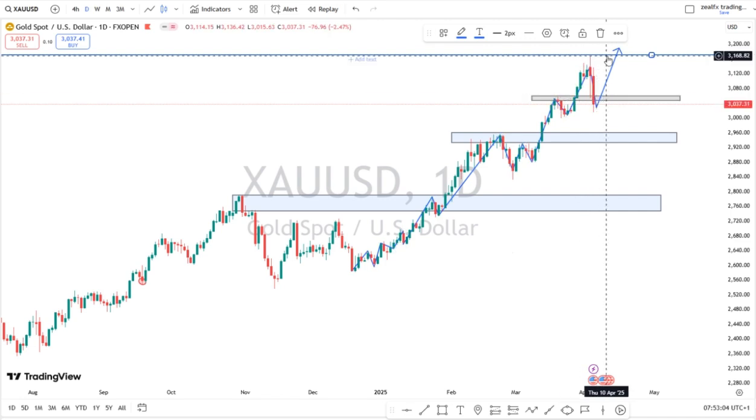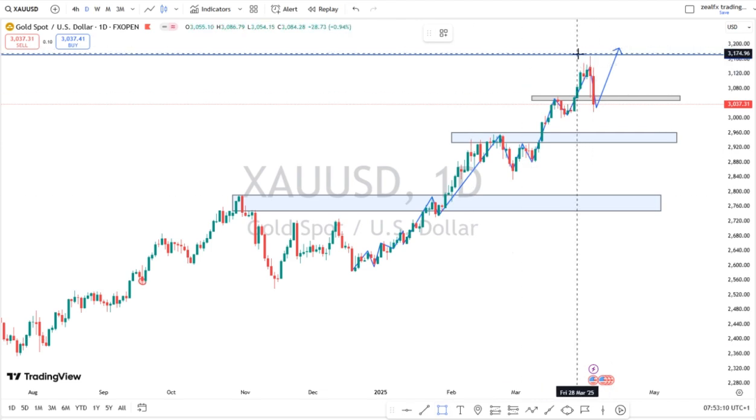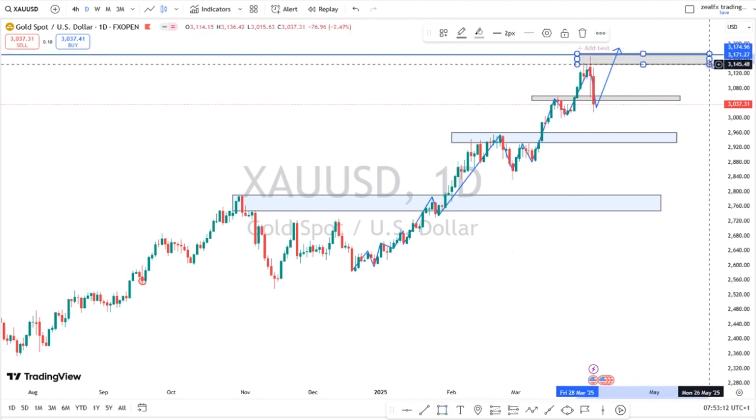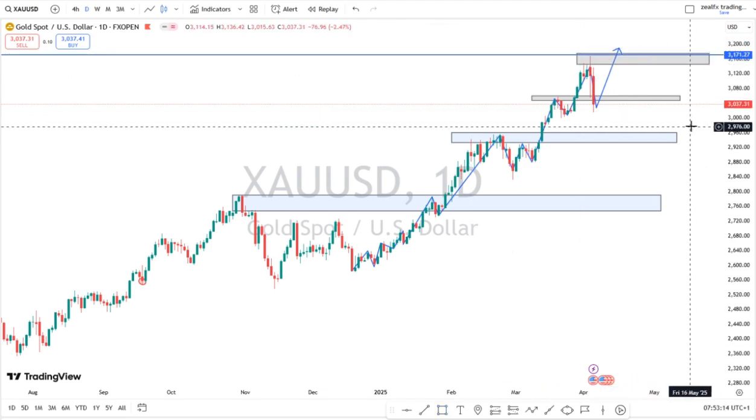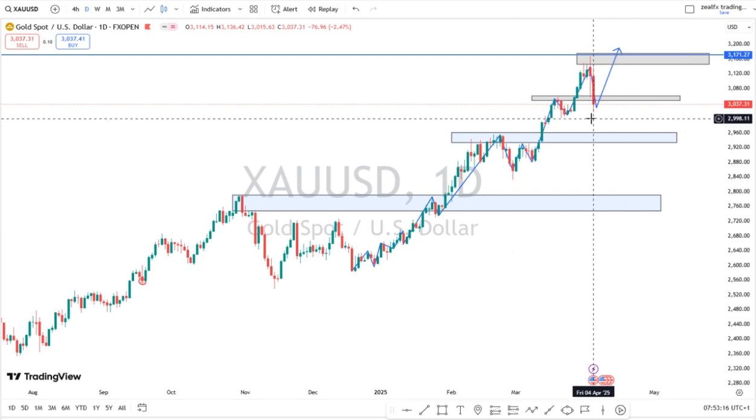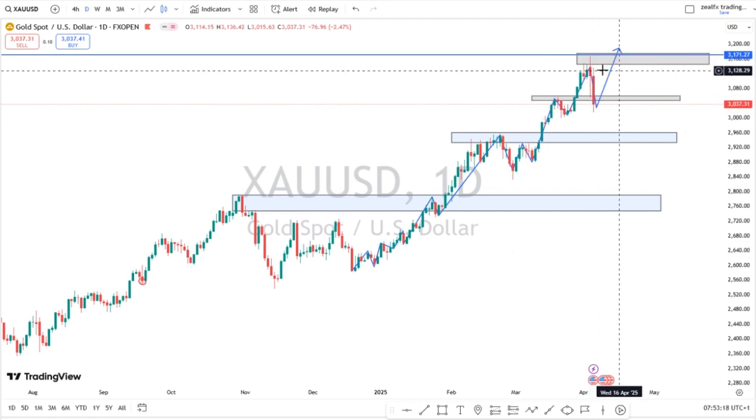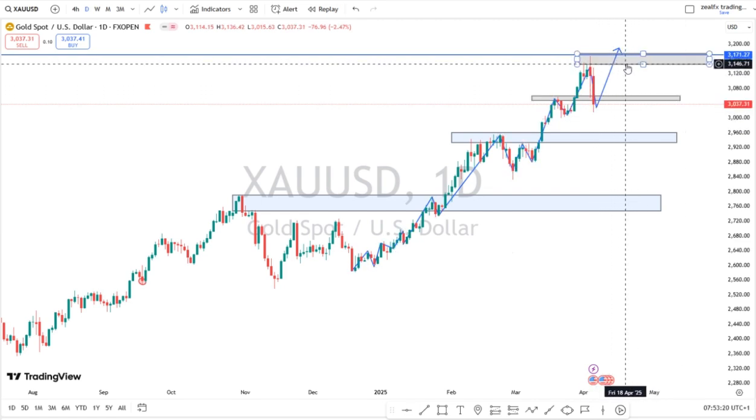So if we are buying from this level, if price gives us a price setup opportunity for a buy, we're buying back to this region for the gold USD. So let's wait for a price setup for us to buy gold USD to this next resistance level on the daily chart.